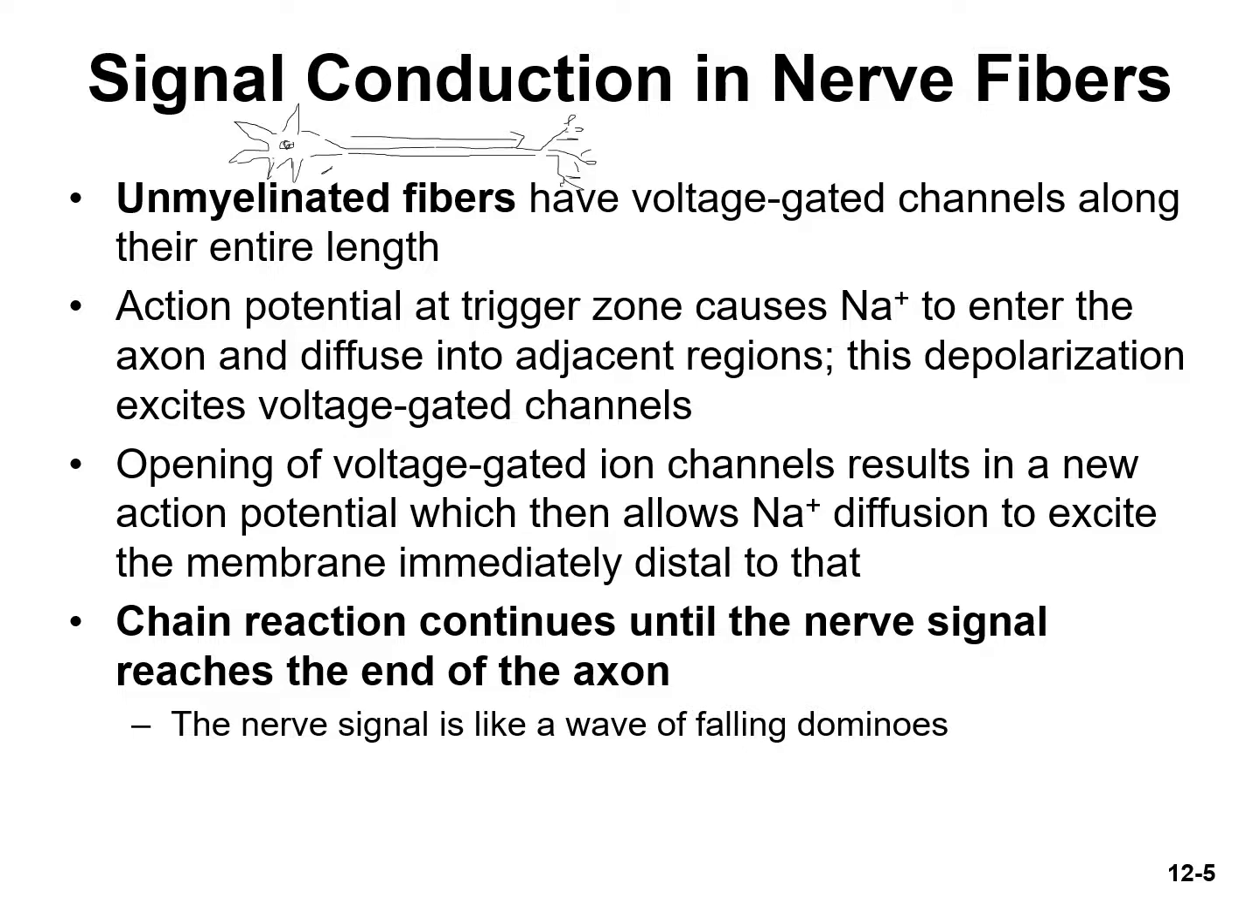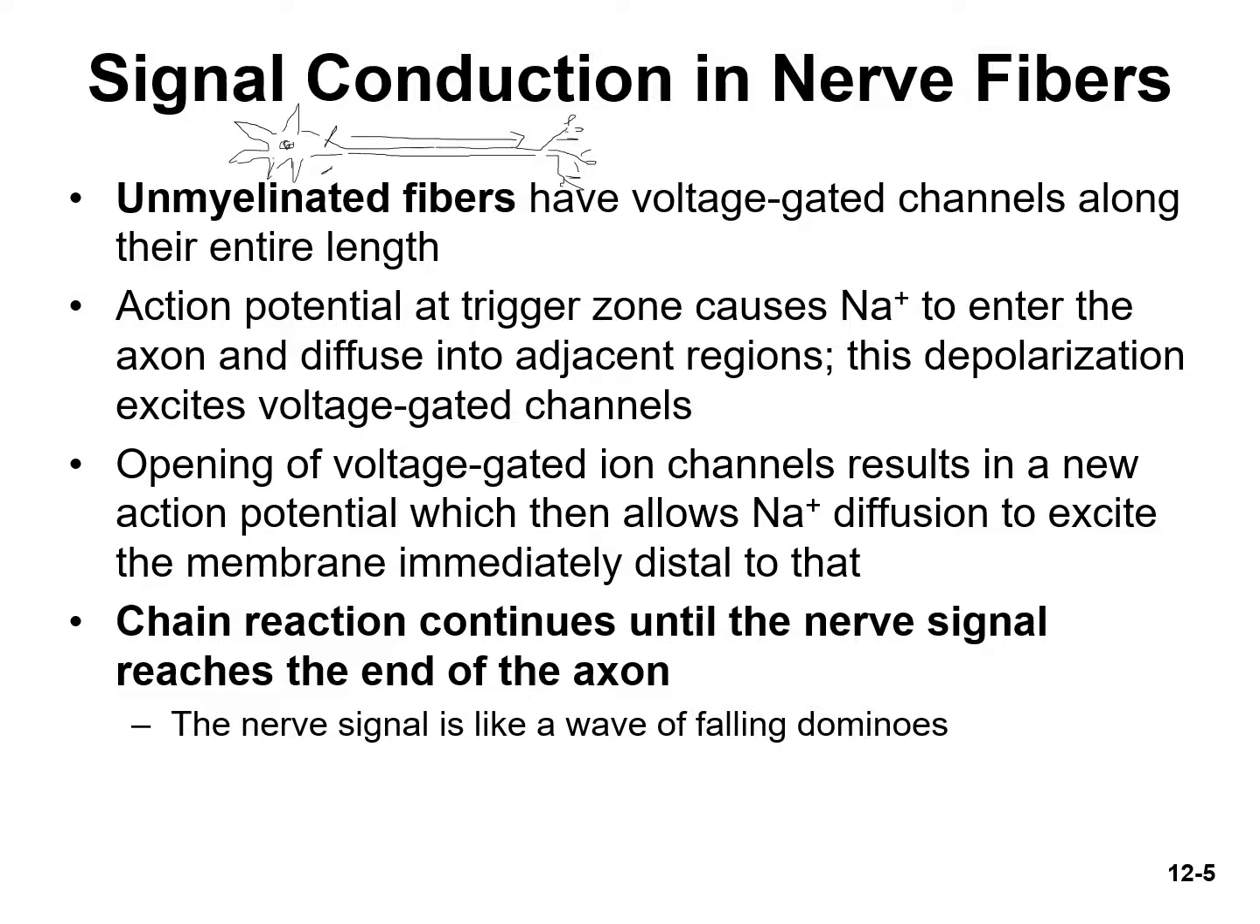So our unmyelinated fibers are going to have voltage-gated channels along their entire length, and an action potential at the trigger zone, which is the region between the soma and the axon. That trigger zone, that's where enough sodium channels exist where you can actually have propagation of an action potential.